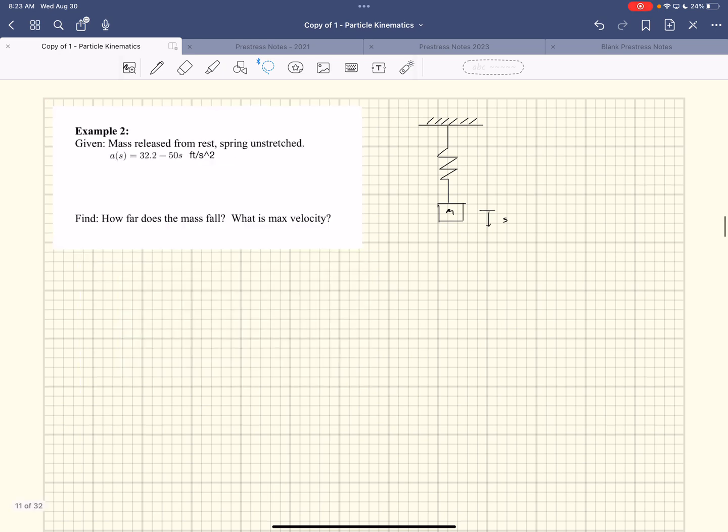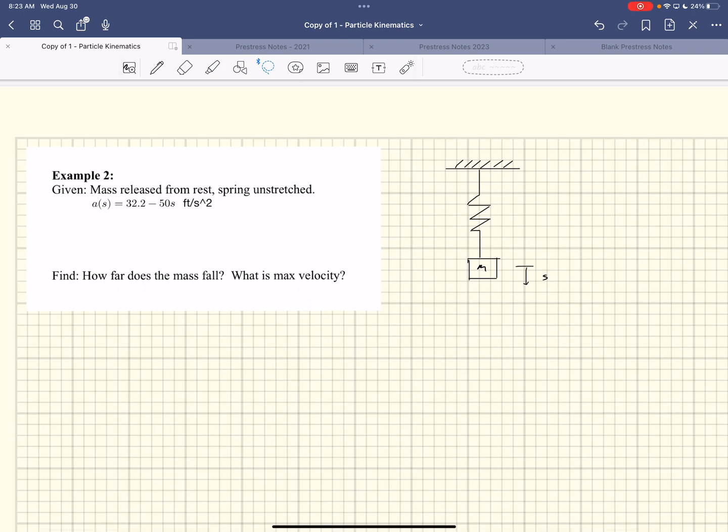Okay, so this is a problem where they give us the acceleration as a function of position. A is a function of s. What does that mean? It just means that in my equation, on the right-hand side, 32.2 minus 50s, s is a variable that can be substituted in there. So this is one of those things where we're just doing kinematics. We're not looking at how forces result in motion yet. We're given this equation and we're just doing integrals and such to solve these things. Later on, what we're going to strive for is to derive this equation.